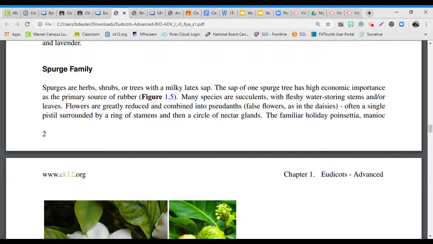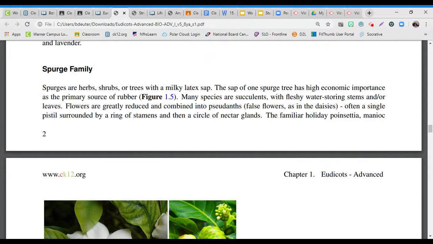The spurge family, these are also herbs. They're also shrubs and trees. They will produce a milky sap. And so they'll typically have some importance in producing something like rubber. We can get that from there as well.